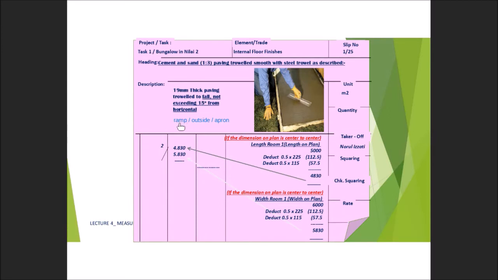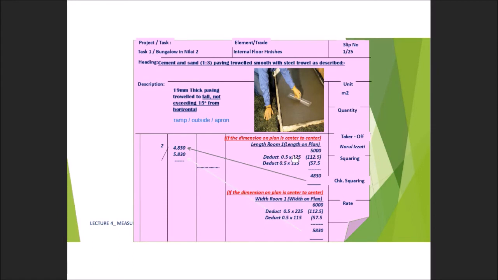Ramp is for disabled people, in Malaysia we call this OKU, where sometimes you can see the fall also for the apron and outside the building. Apron is known as the slab that is located outside the building. Some people call this the corridor part. And on the right hand side, I show you the example on how to measure.